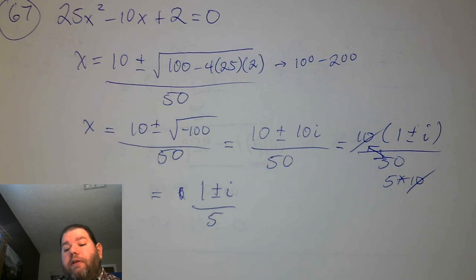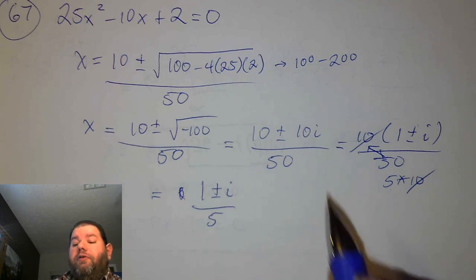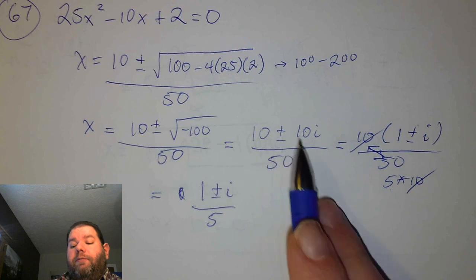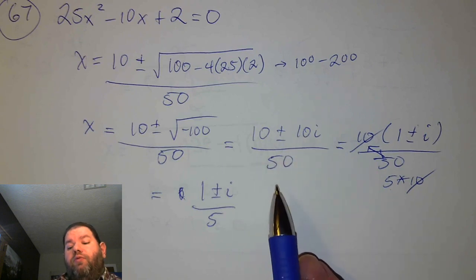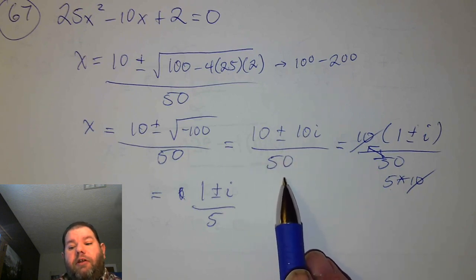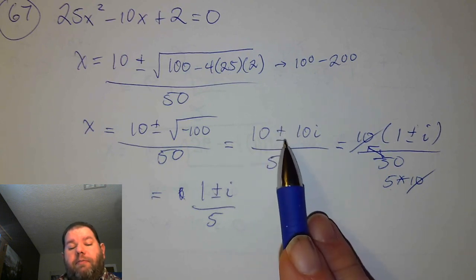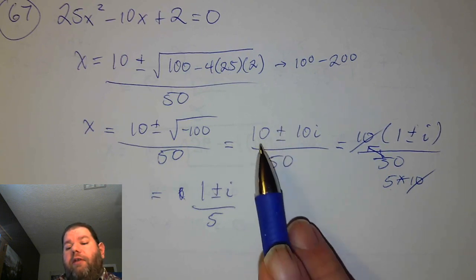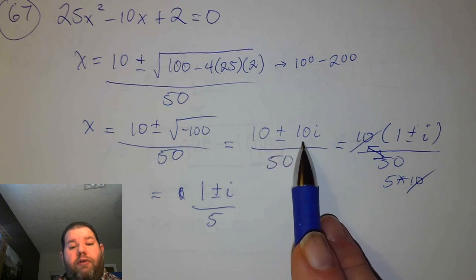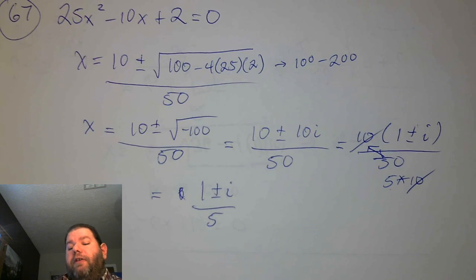That's the thing we're most careful about, is when we reduce this expression, whatever numbers we reduce with the denominator have to come from both numerators. Because of the plus and the minus here, we can't reduce one part without also reducing the other part in the same manner. So that's an easy trap to fall into there.